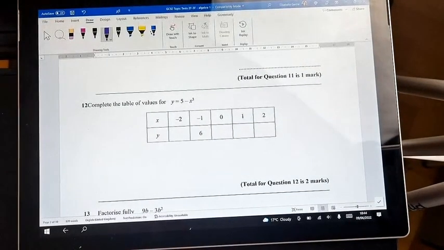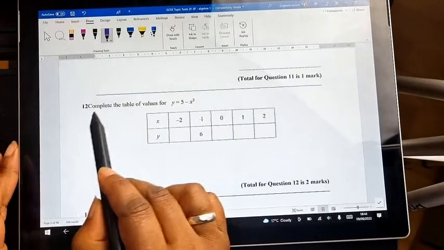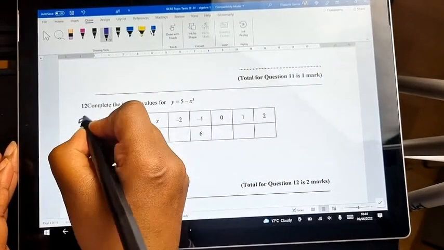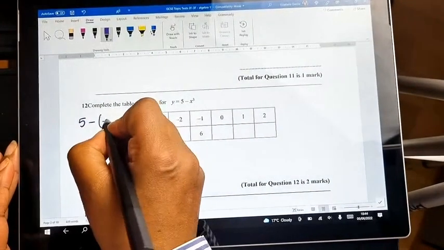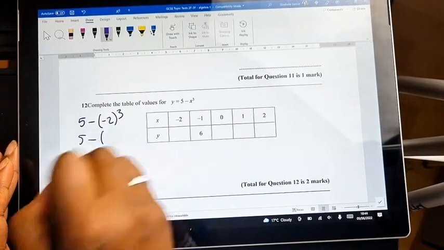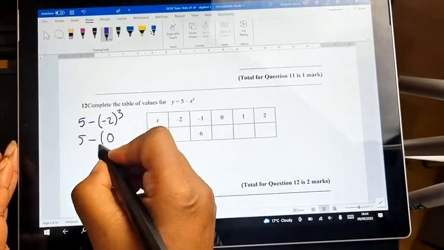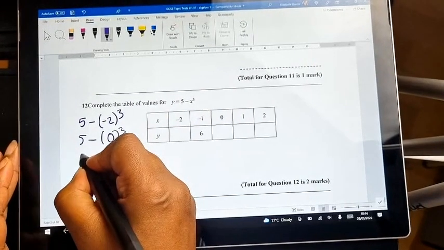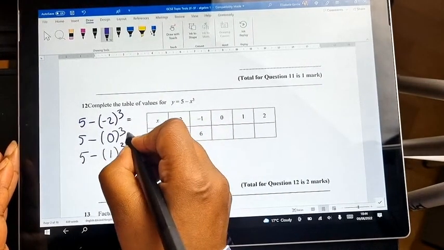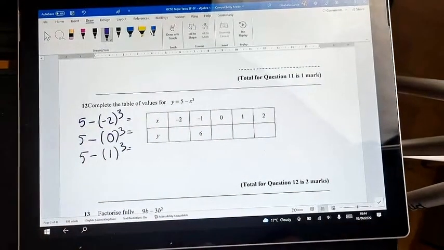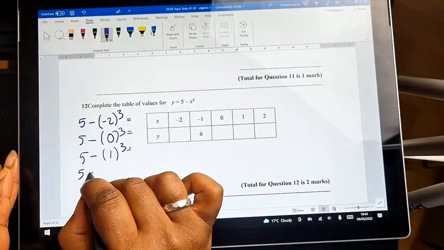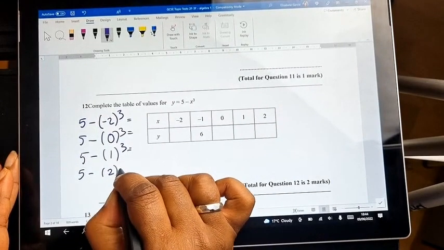So here, instead of doing them individually, and I've seen lots of students writing everything up here, where they substitute the value. Every time they see x, they have 5 minus 2 cubed, and then they have 5 minus 0 cubed. That one is the easy one. And they have 5 minus 1 cubed. And then they put the answers there. Fantastic. That's fine as well, especially for the ones that are very confident on the higher paper. I believe you can do this with your eyes closed. But we're doing this for everyone.